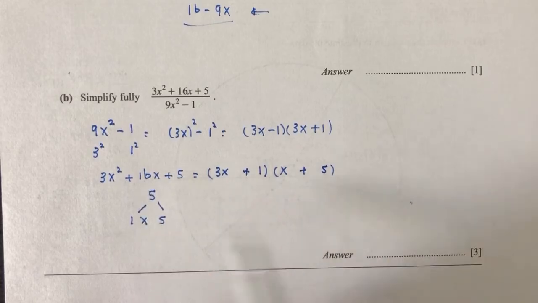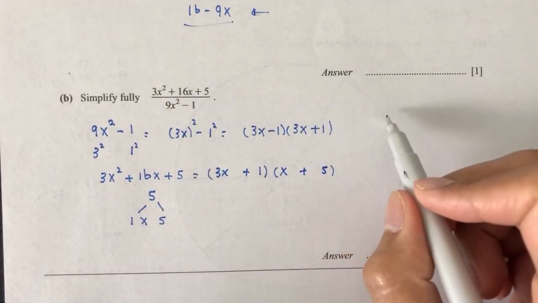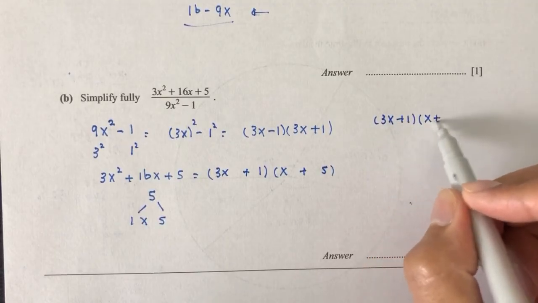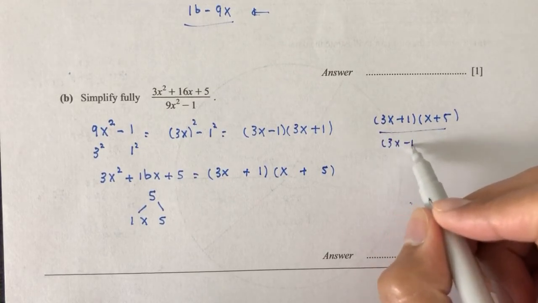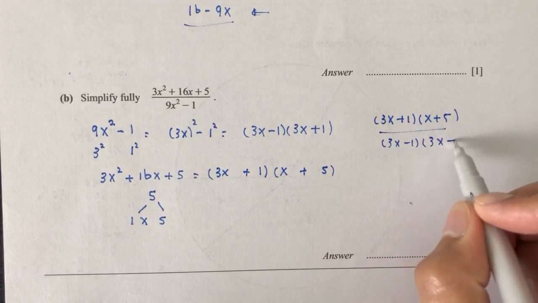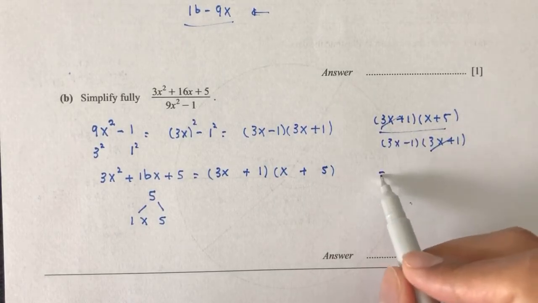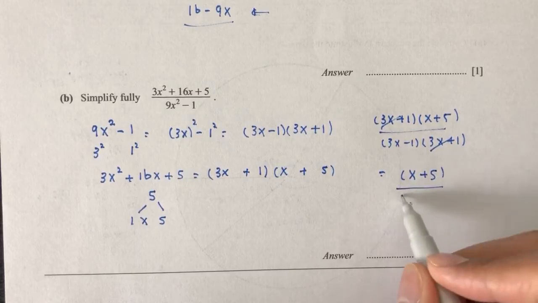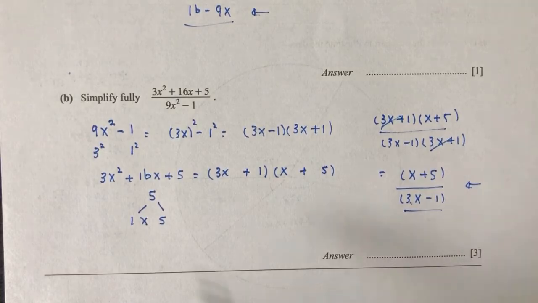We have plus 16. So now we replace back in the equation. We have the top will be (3x plus 1)(x plus 5), divided by (3x minus 1)(3x plus 1). So this will go away, and our answer will be (x plus 5) divided by (3x minus 1). That is your answer for part B.